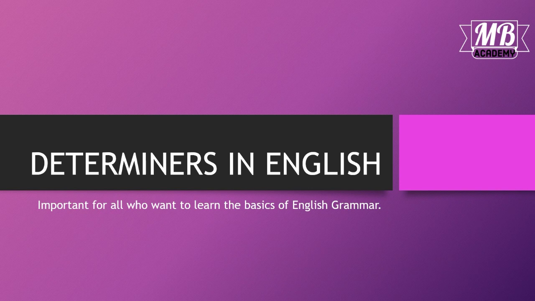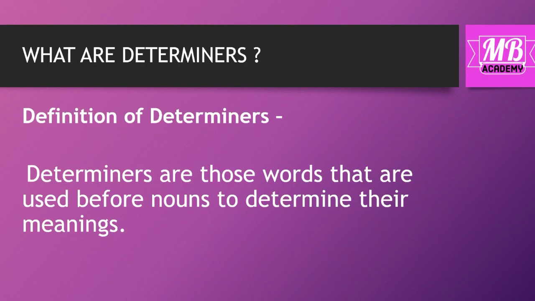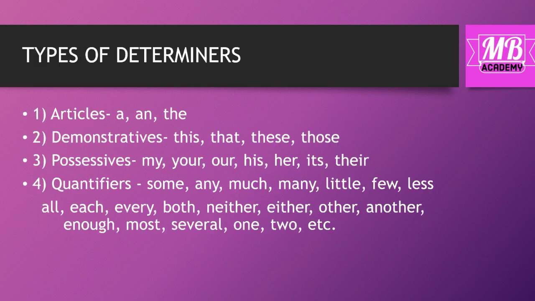In today's topic, I would like to discuss with all of you about determiners in English. First of all, let me tell you the definition. Determiners are those words that are used before nouns to determine their meanings. Types of determiners. There are four types of determiners.